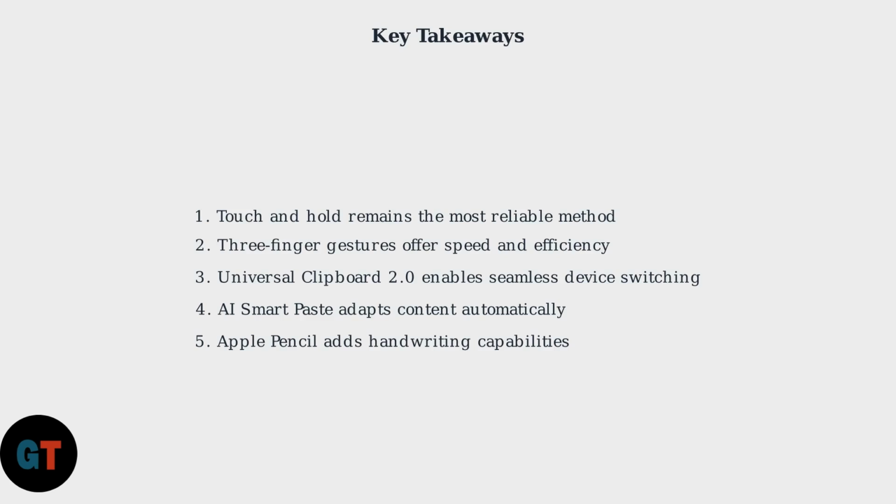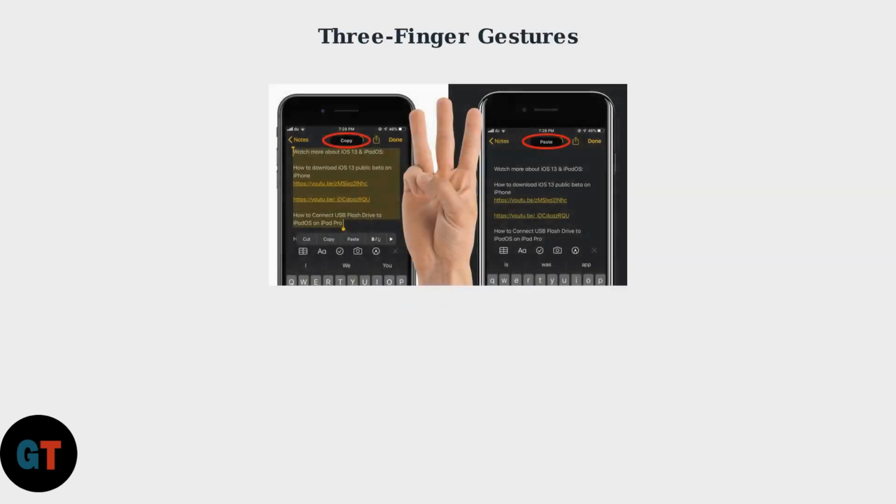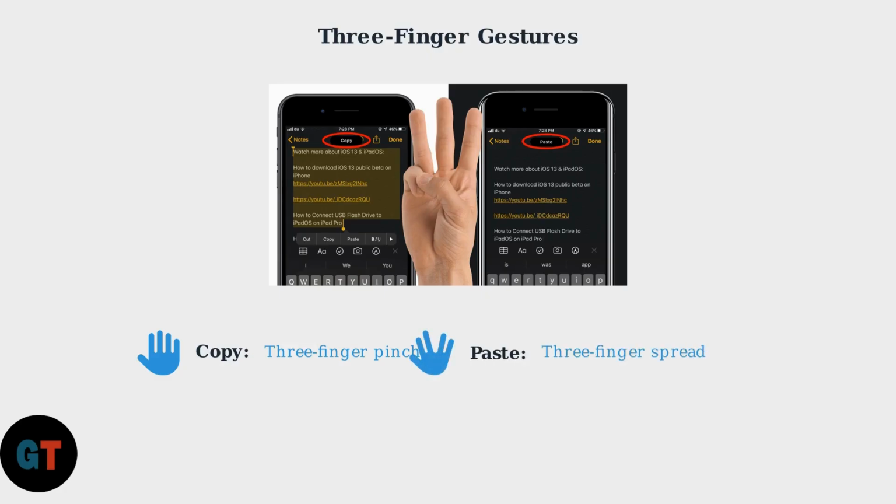Beyond basic copy and paste, iPad offers powerful three-finger gestures that make text editing incredibly fast and intuitive. Use a three-finger pinch gesture to copy selected text. This works anywhere on the screen and provides haptic feedback to confirm the action. To paste, use a three-finger spread gesture. This instantly places your copied content at the cursor location.